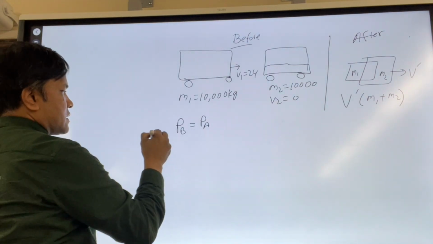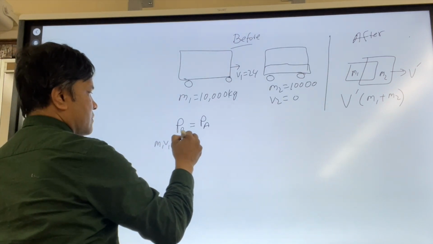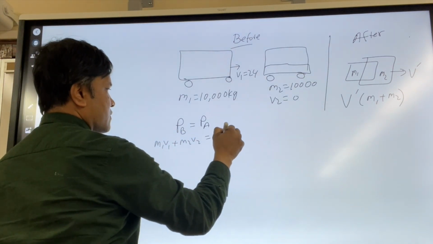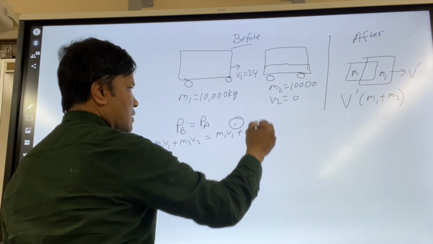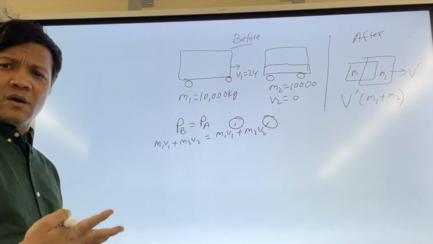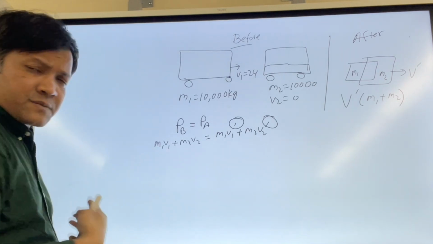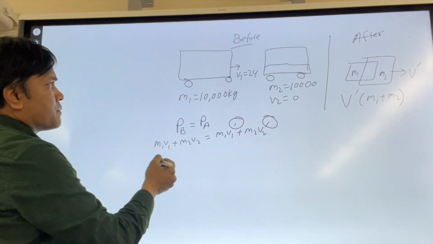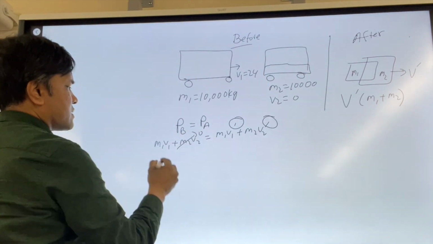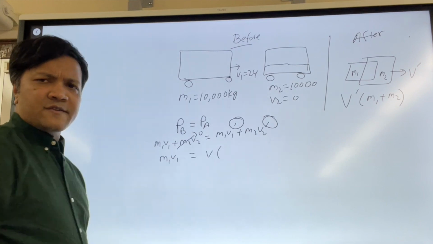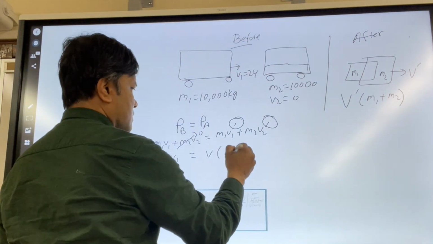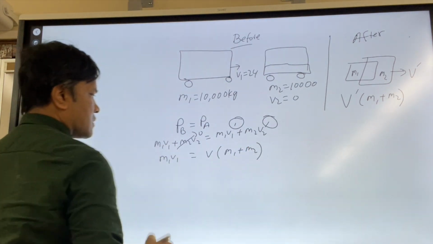Alright, so what is it? M1 V1 plus M2 V2 is equal to M1 V1' plus M2 V2'. Prime represents after collision. So this is at rest, so M1 V1 is equal to, after, there is only one velocity, V.